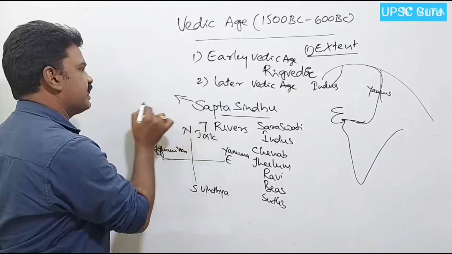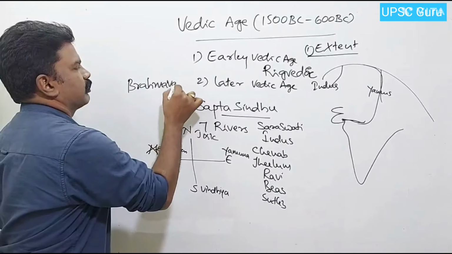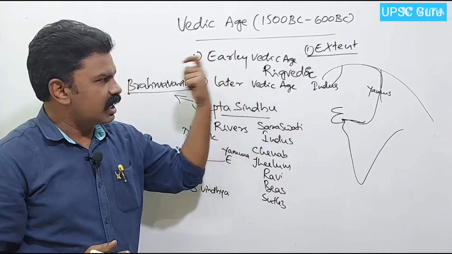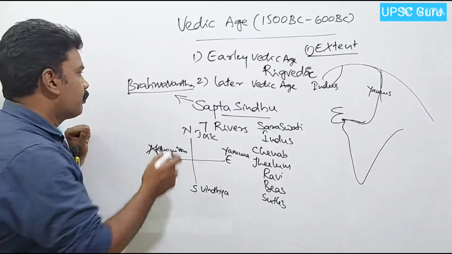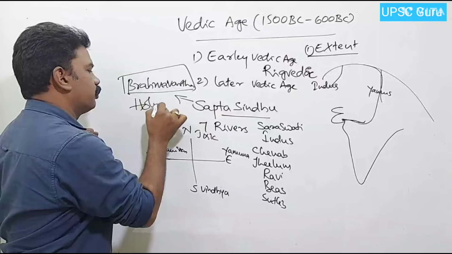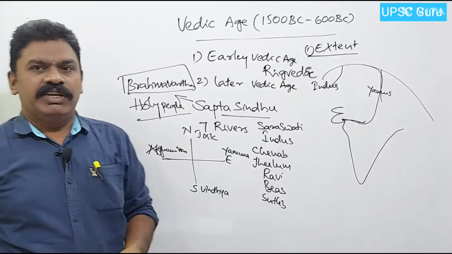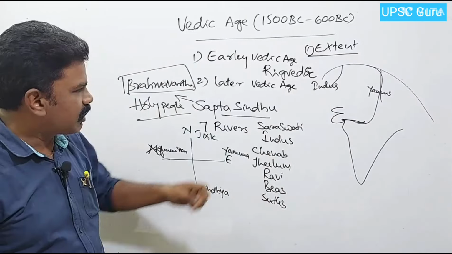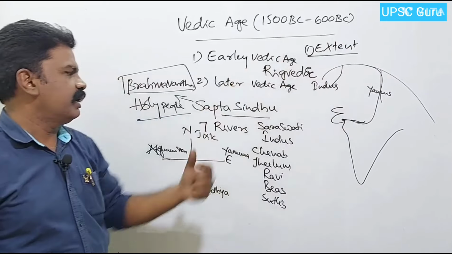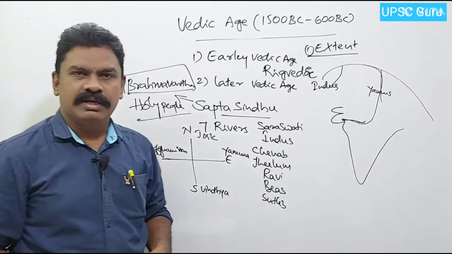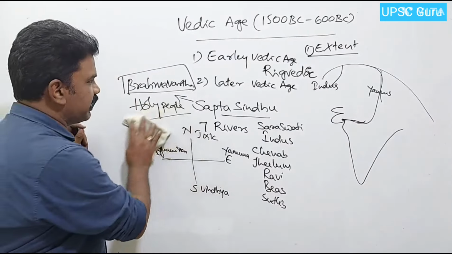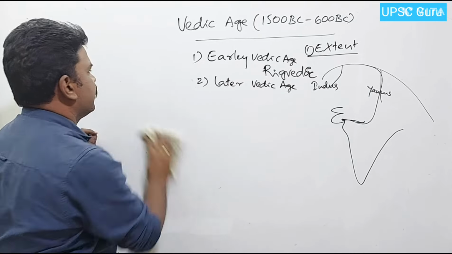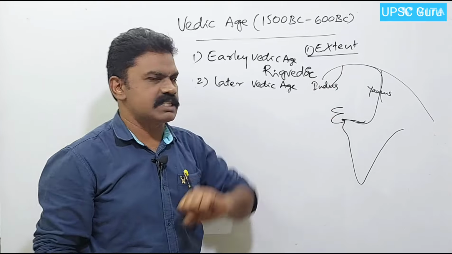Sapta Sindhu is also mentioned as Brahmavarta. Brahmavarta is presently called North India, Northwestern India. Brahmavarta means the land of holy people, or the land of the divine people. So early Vedic people lived in the Brahmavarta region, also called Sapta Sindhu, bounded by Jammu Kashmir, Yamuna, Vindhya and Afghanistan. During this period they spread their culture in that area. The culture of the early Vedic age developed in Sapta Sindhu.